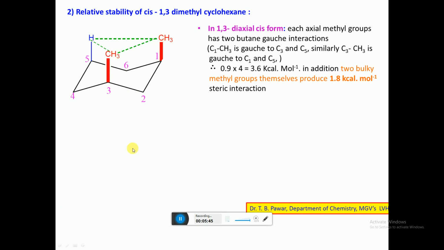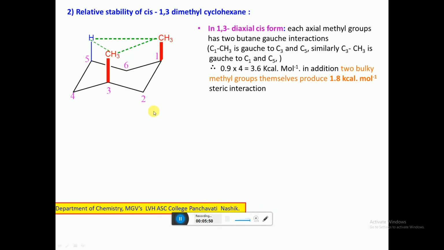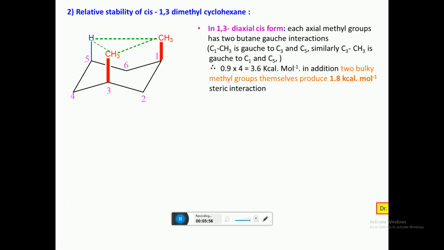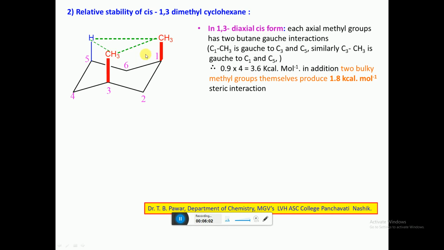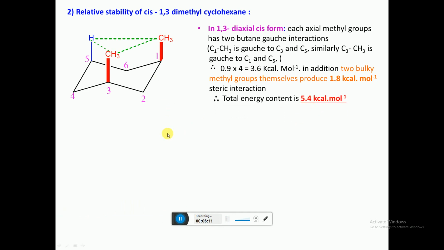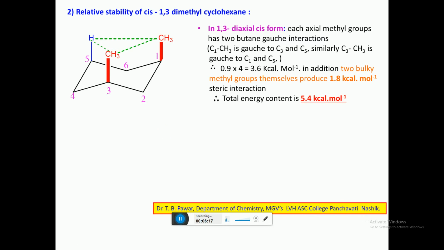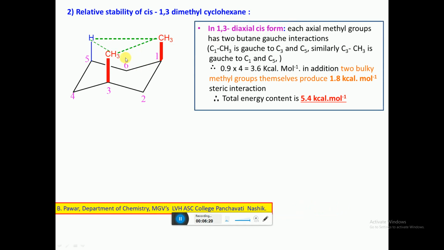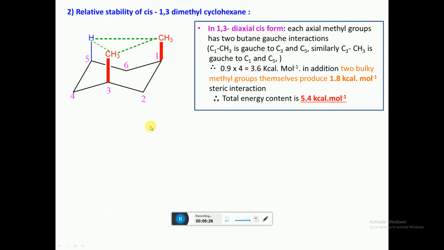But in addition to these, these 2 bulkier methyl groups are gauche to each other. Strong interactions, and so in addition to this, there is 1.8 kilocalorie per mole steric interaction energy. So we can add 3.6 plus 1.8, it becomes 5.4 kilocalorie per mole energy. So it is highly unstable as compared to other isomers because both the bulkier methyl groups are axial at 1,3 positions.